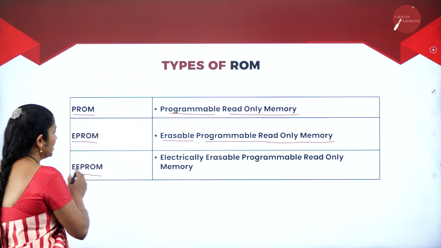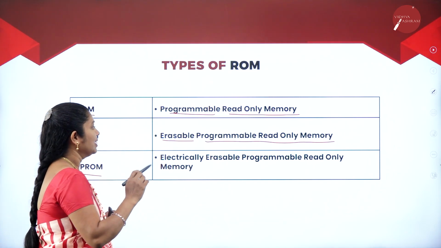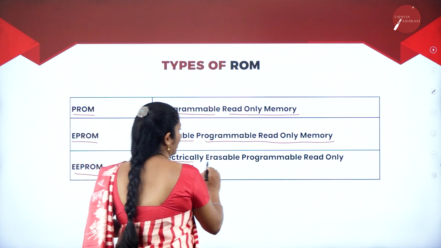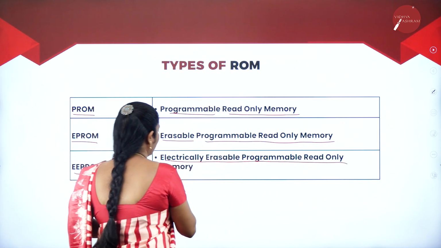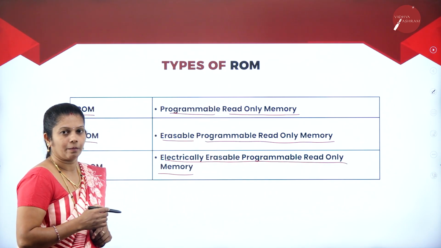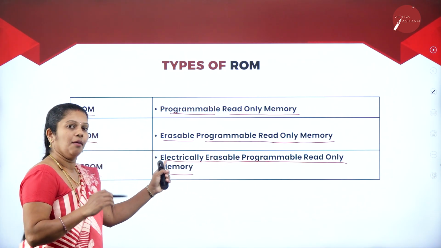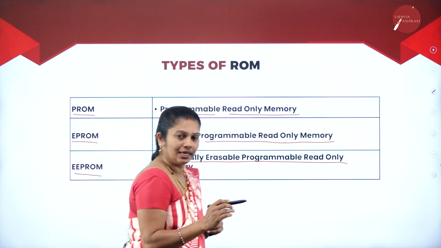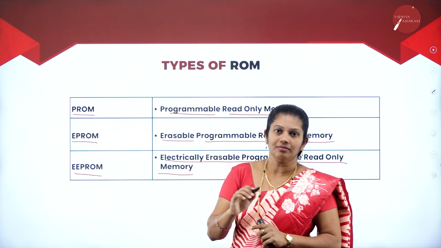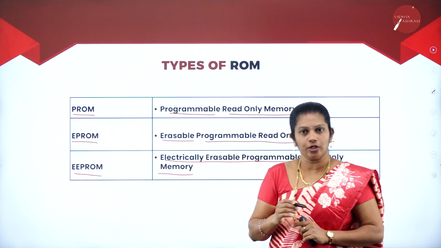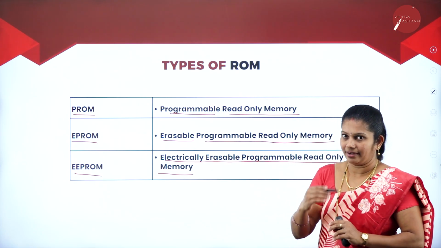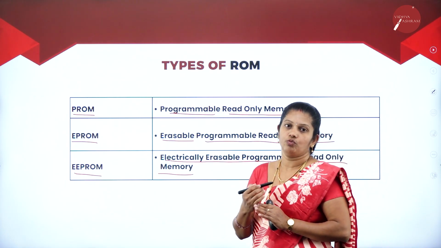And the last one is EEPROM, that is electrically erasable, programmable, read-only memory. Electrically erasable means that by using an electrical signal, we can erase the data and rewrite on that, and whatever data we rewrite can be read how many times we want.